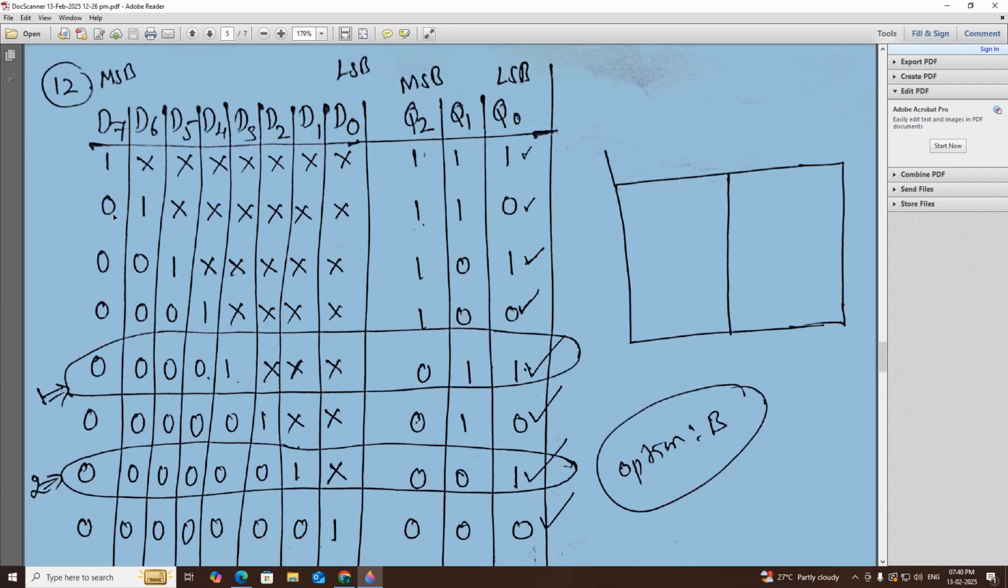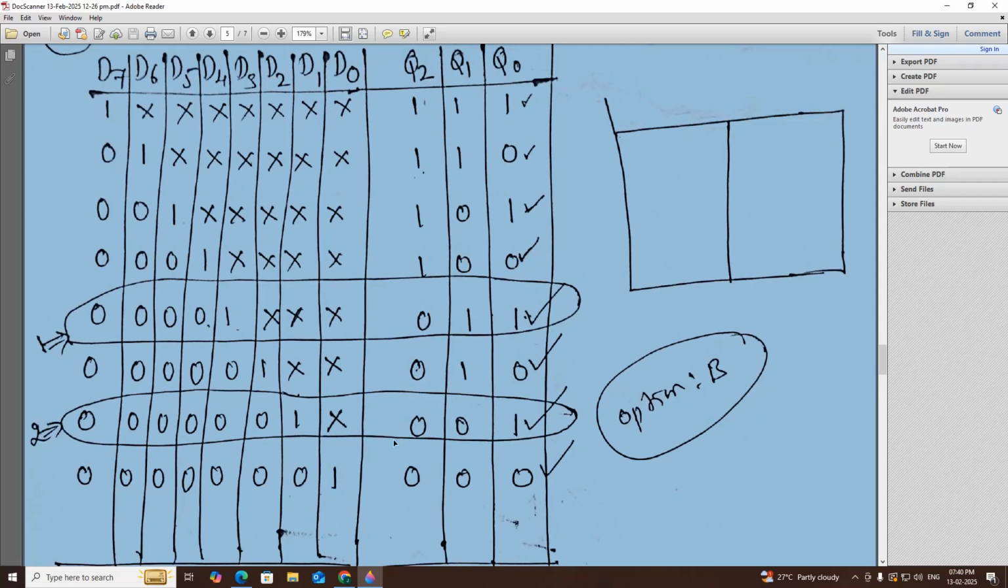Next, if D7 is 0 and D6 is 1, because D6 has the highest priority among the other inputs, whatever the other inputs may be, since D7 is already 0, you will get 1, 1, 0, which is equal to 6. Next we will get 5, then 4, this is 3, this is 2, this is 1, this is 0.